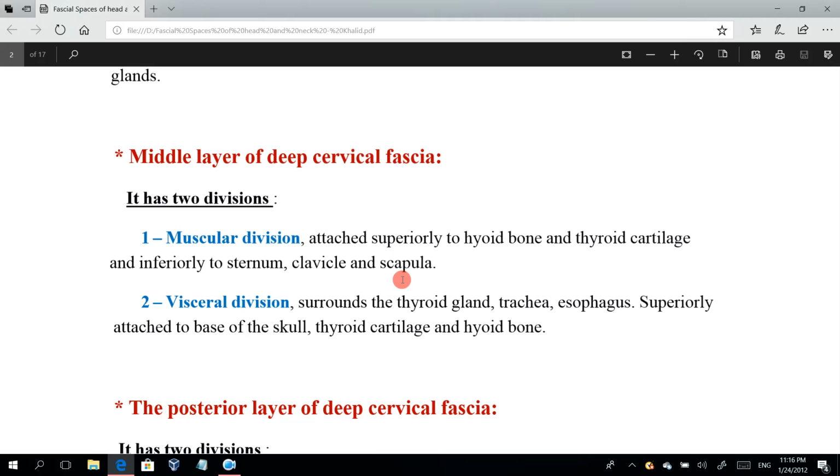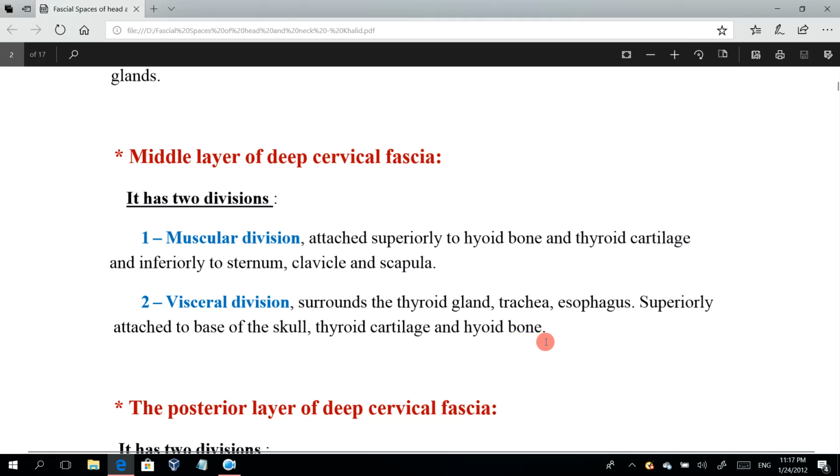The second division is the visceral division, which surrounds the thyroid gland, trachea, and esophagus. Of course, these organs are the viscera of the neck. So this second division, called the visceral division, surrounds the thyroid gland, trachea, and esophagus. Superiorly it is attached to the base of the skull, thyroid cartilage, and hyoid bone.